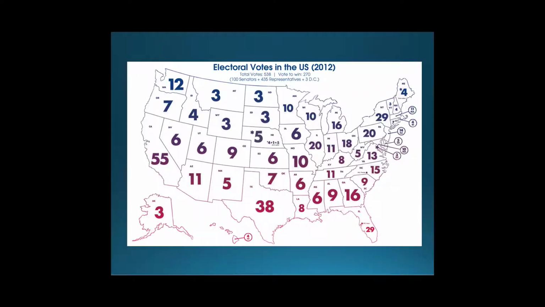As shown on this map, North Carolina has 15 electoral votes, 2 votes for their 2 senators and 13 votes for their 13 congressmen. California, being the most populous state, has 55 electoral votes. Alaska, having a small population, has only 3.